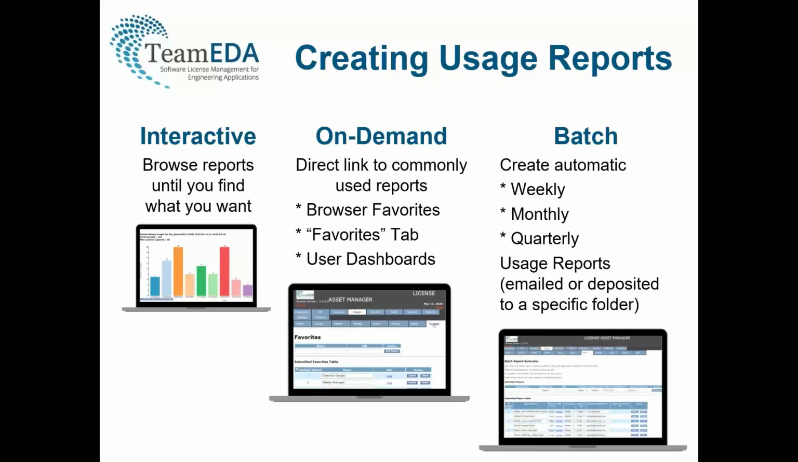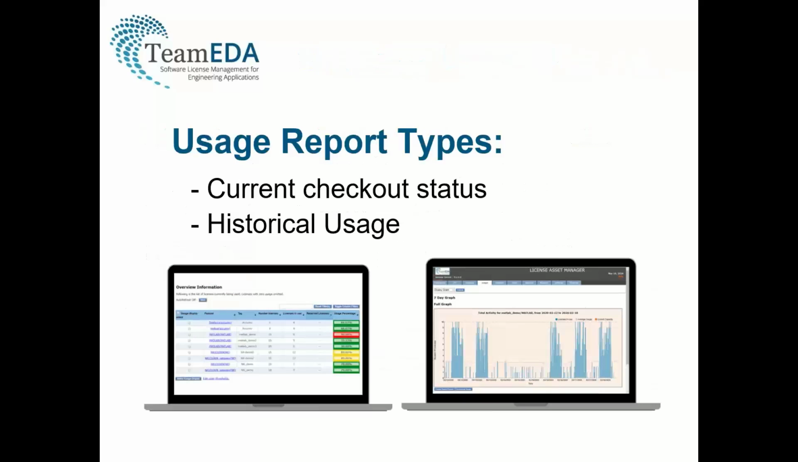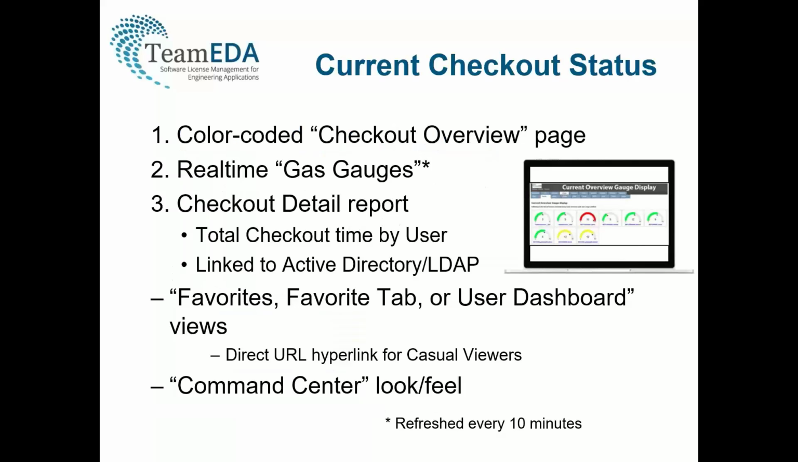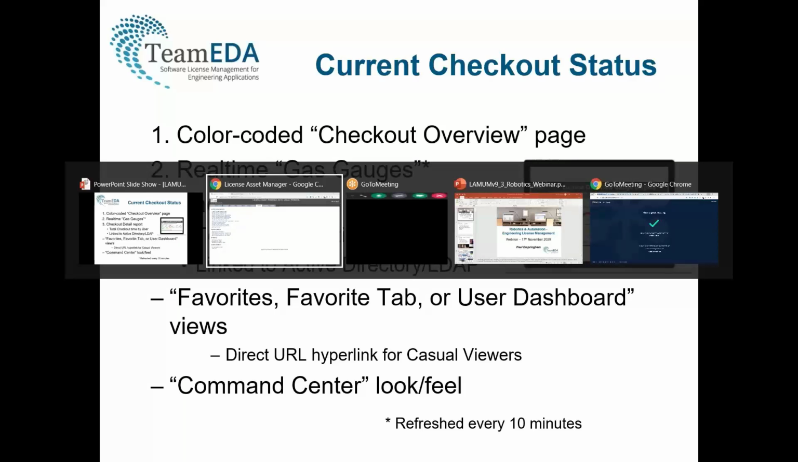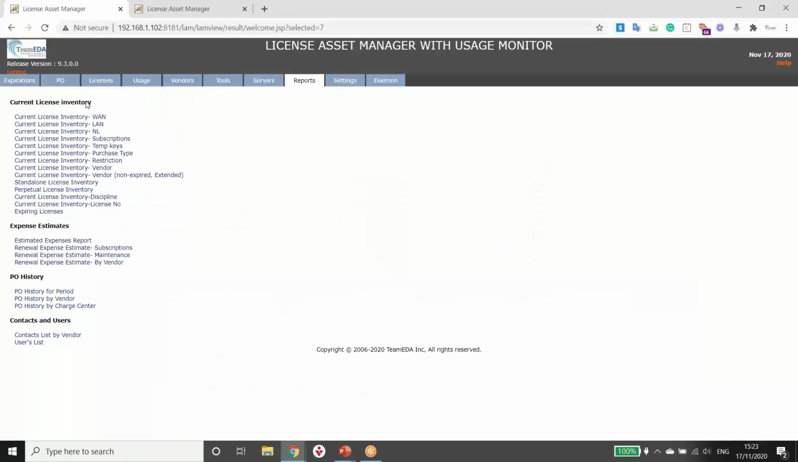What we're going to come on to then is showing you a number of usage reports as well. We can do interactive, on-demand and batch reporting. So we can look at the concurrent view and we can look at all the historical usage of that. The current viewpoint we're going to have a look at, we have a number of different views of doing that, gas gauges and a current view. So without further ado, let's have a look at each of those then.